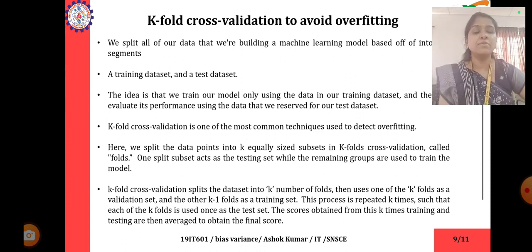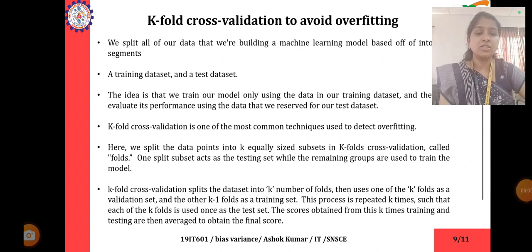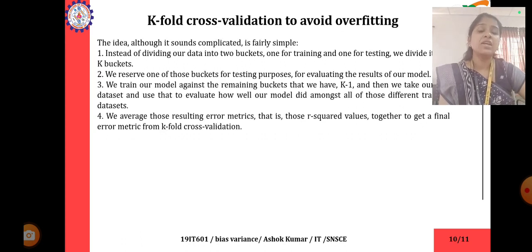K-fold cross-validation splits the data set into k number of folds, then uses one of the k folds as a validation set and the other k-1 folds as a training set. This process is repeated k times such that each of the k folds is used once as the test set. The scores obtained from the k times training and testing are then averaged to obtain the final score. So the idea, although it sounds complicated, is very simple.